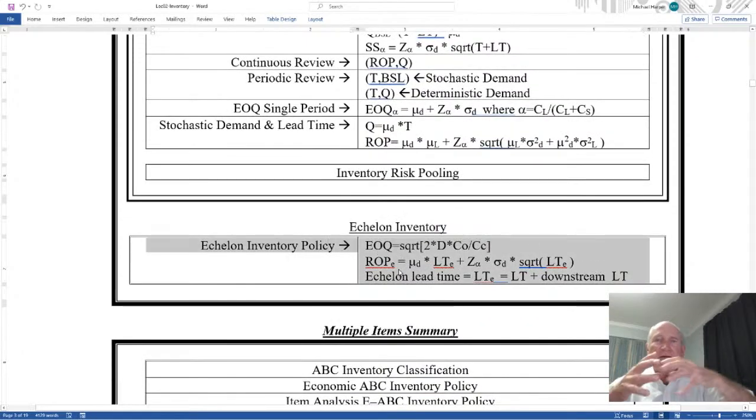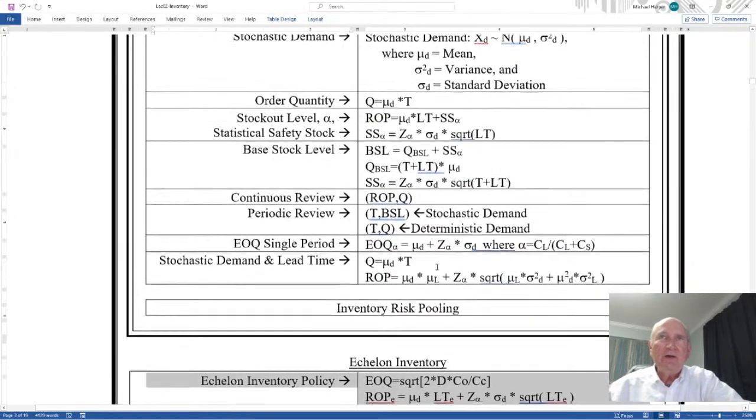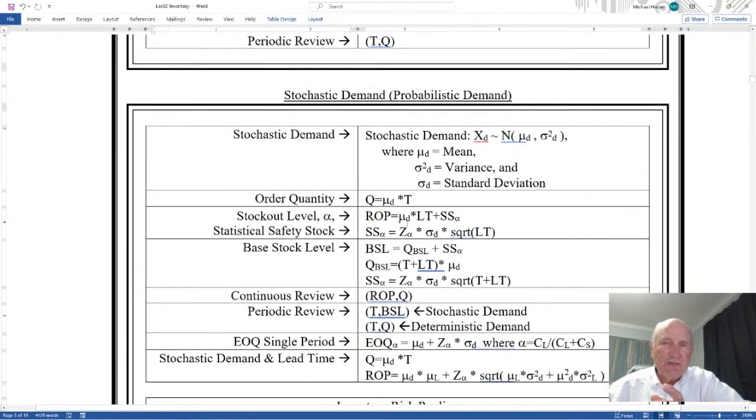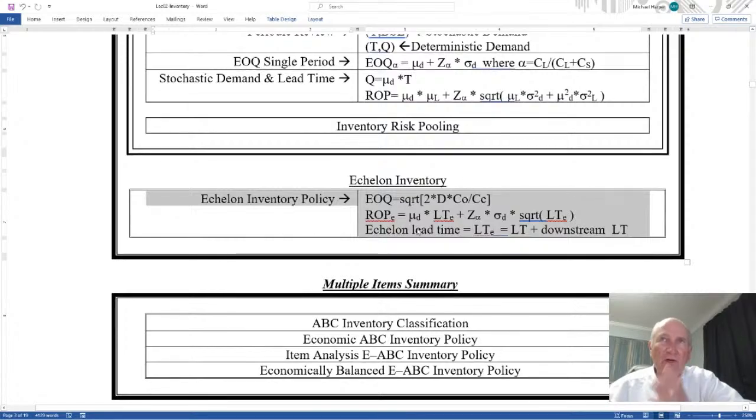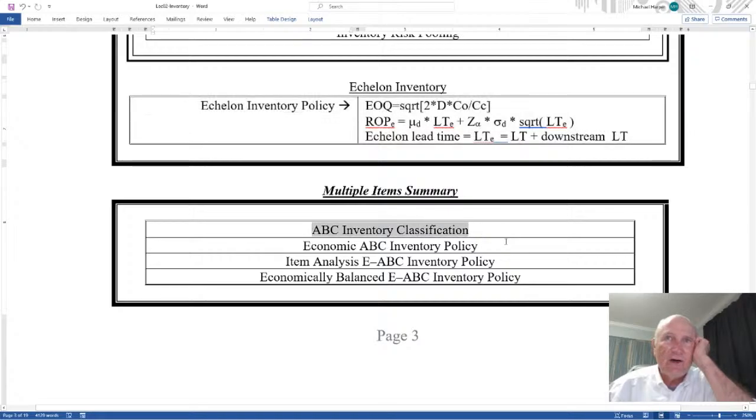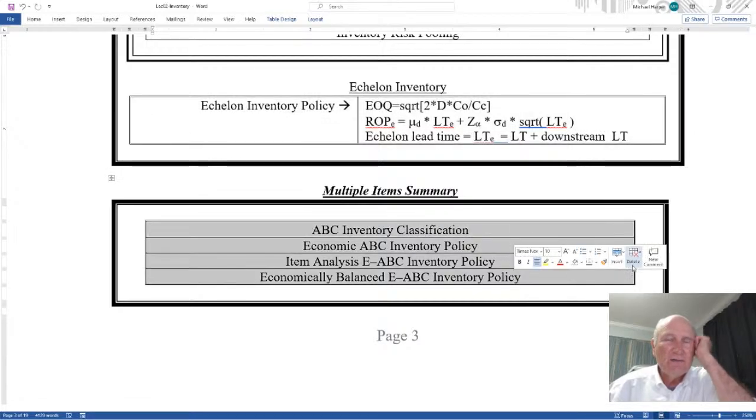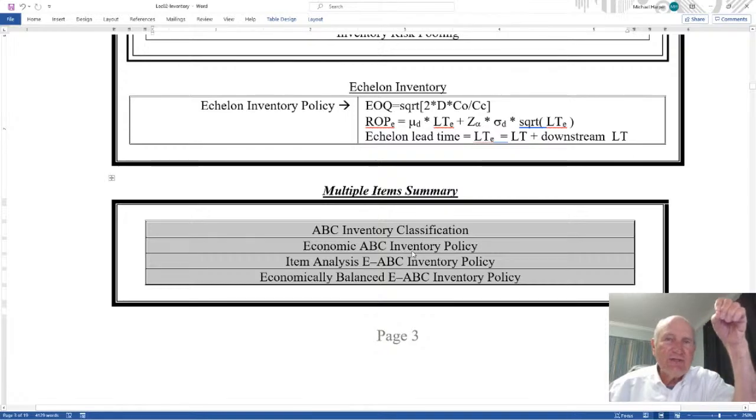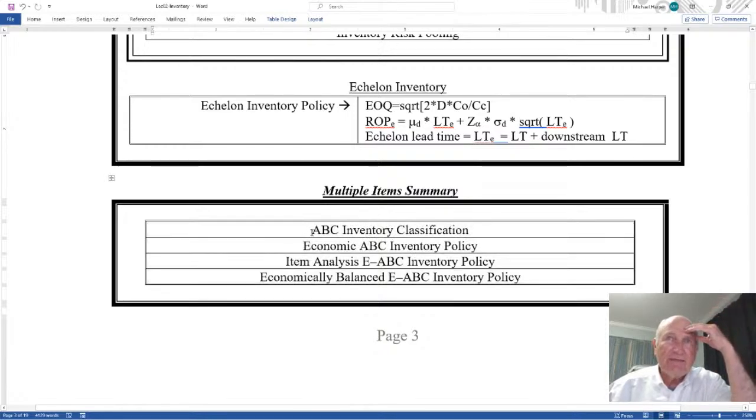And echelon is looking at multiple stages. And notice all of this is really looking at one stage, single stage. Then we go to multiple stages. Okay? And then multiple items is ABC classification. Now, all four of these is just one model. It's just variation on a theme. And the theme is ABC inventory classification. Class A, Class B, Class C.